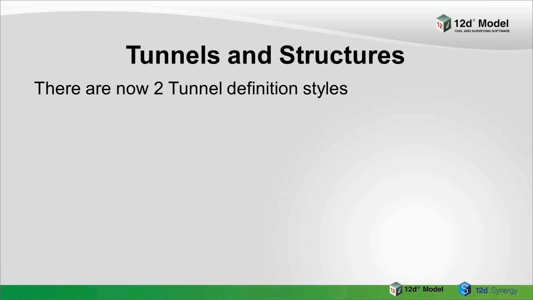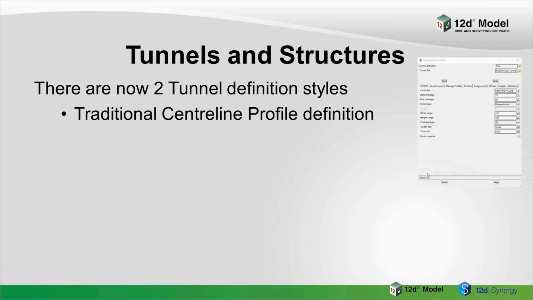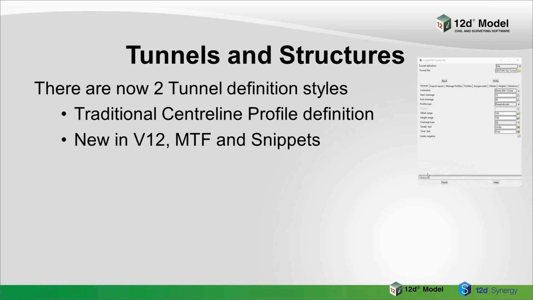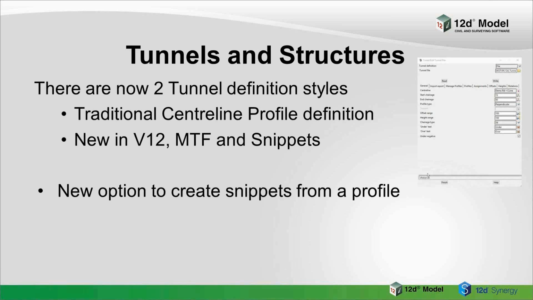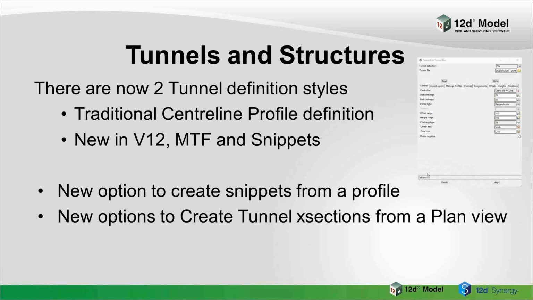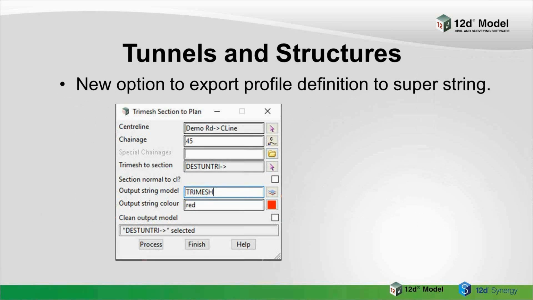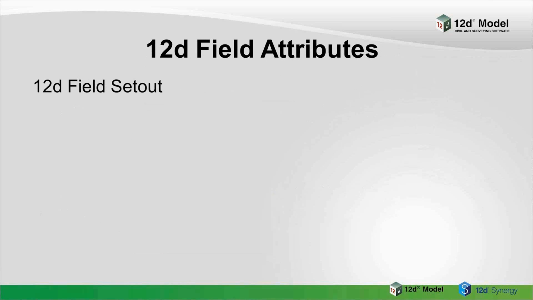With tunnels and structures, there's actually 2 definition styles now. There's a traditional one you had in version 11, but you also can do it from your version 12 from your MTF and snippets. So the designers can do very fancy tunnel things. There's new options to create snippets from a profile, which Peter demonstrated, and you also can just take a plan view of a section for a tunnel and use it to generate the tunnel. You also can say, if you've got a tunnel definition, you can take a string, pick a chainage, and say you want to export the sections through it to a superstring. And that might be perpendicular or a normal to the centre line.